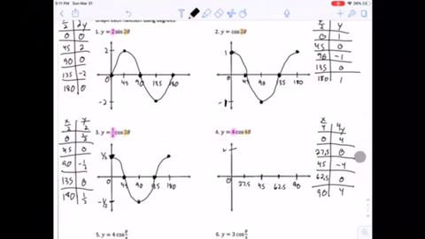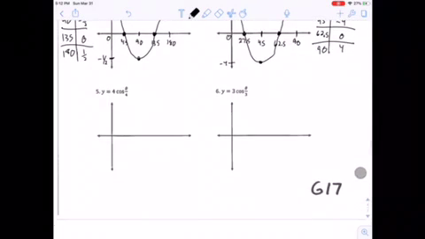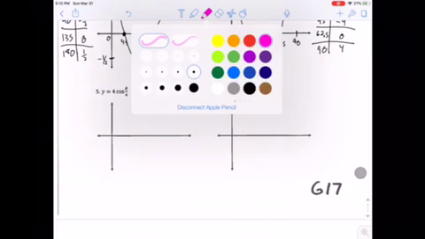Now we're going from 4 to negative 4. Let's start plotting. 0 to 4, 0, down to negative 4, back to 0, back up to 4, and draw in your curve. There you go.